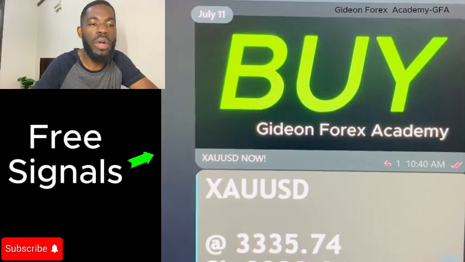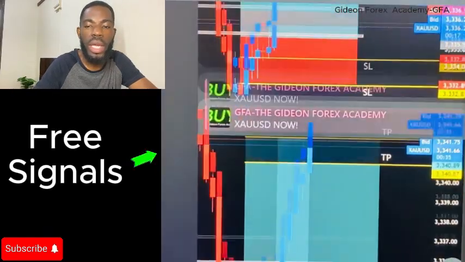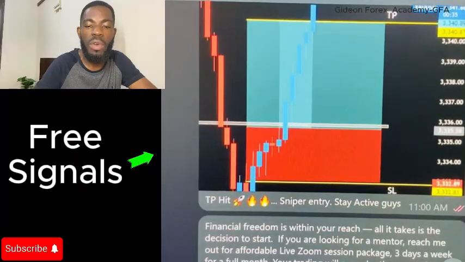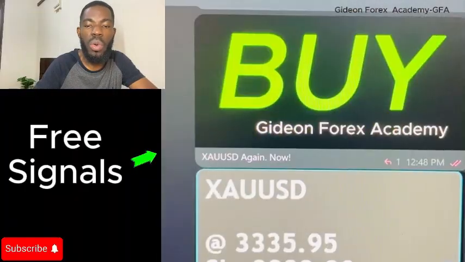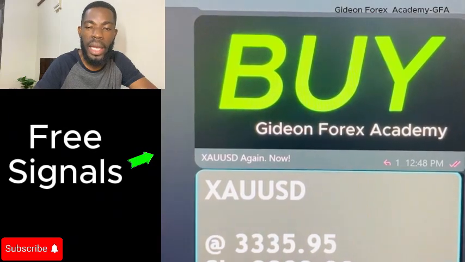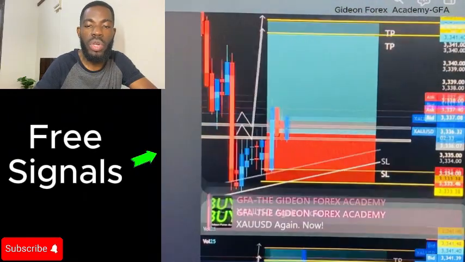Here is how I called out these trades on my Telegram, and you can see how that ended. It hit our take profit. That was the first trade. And then the second trade also was a call out for a buy. Again, I said buy gold again. That was a gold trade, another buy.